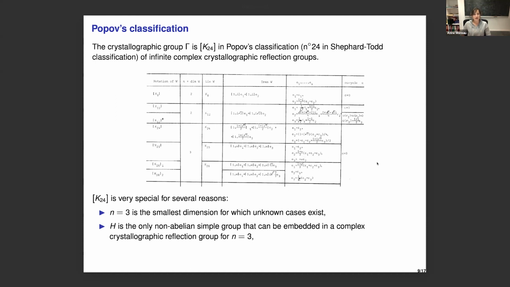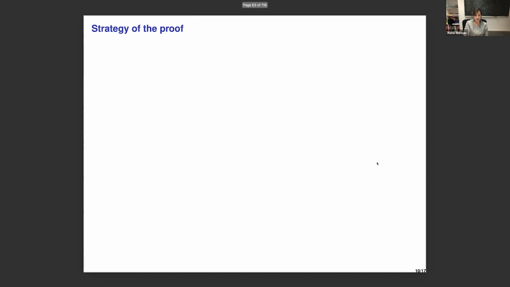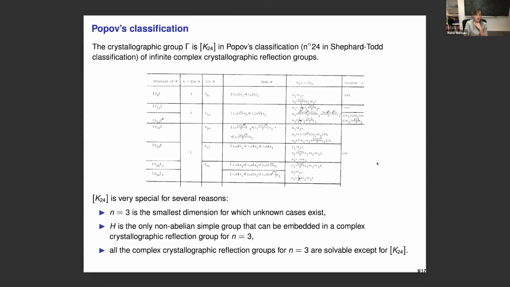And second, remember that G is a product of H with plus minus 1, and the Klein simple group is the only non-abelian simple group that can be embedded in a complex crystallographic reflection group for n equal to 3. And thirdly, also what is special with K24 is that all crystallographic reflection groups for n equal to 3 are solvable except this K24. So again, our result proves the conjecture in these particular cases.